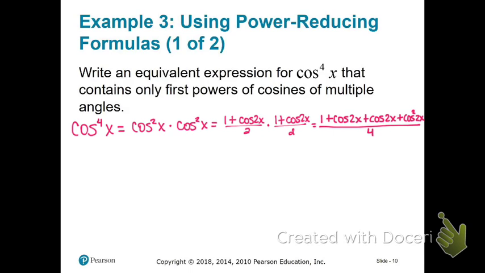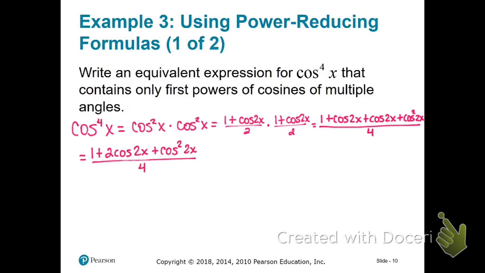Is that cosine squared of 2x? Yes, it is. Okay, so what's wrong with our, well, we got like terms, right? Let's go ahead and combine those. So we got 1 plus 2 cosine of 2x plus cosine squared of 2x, all over 4. So what's wrong with this?